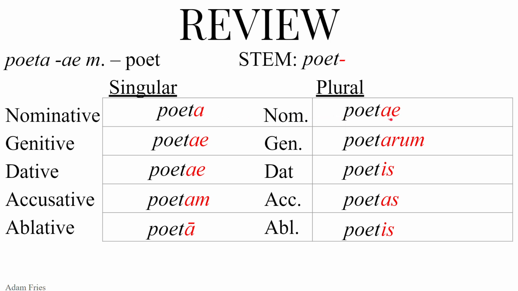Poetae, that ae, this is the nominative plural ending. So this is like putting an s on the end of the English noun. So poet, poets. The poet is doing the action. The poets are doing the action. He is a poet. They are poets.